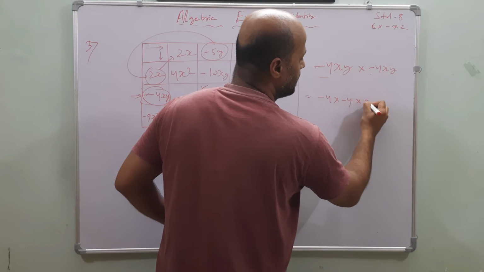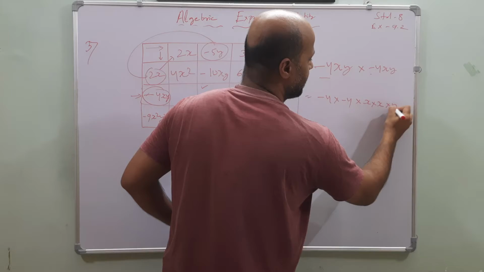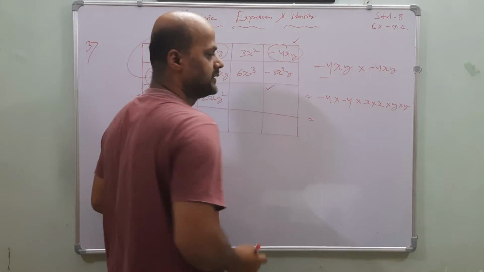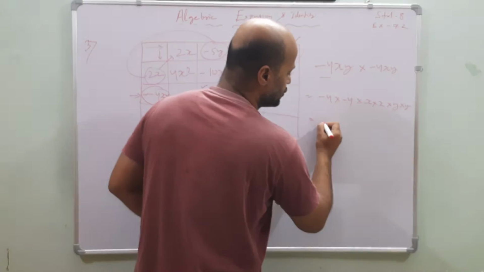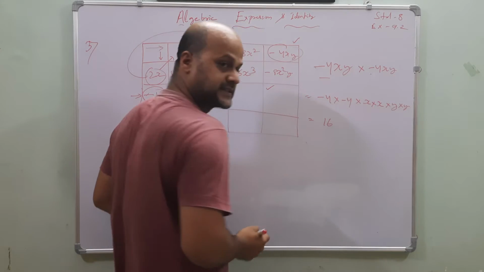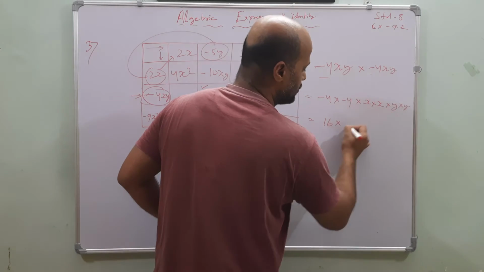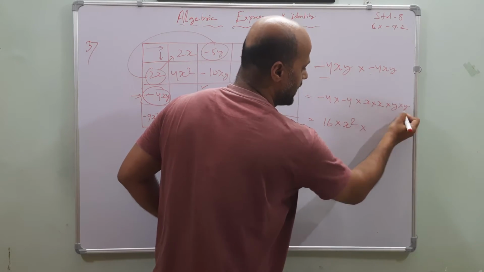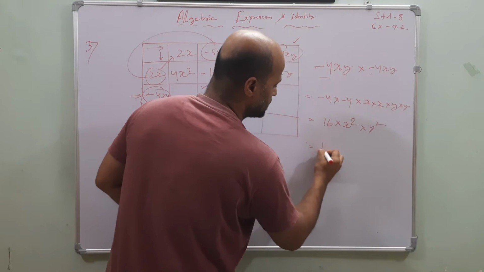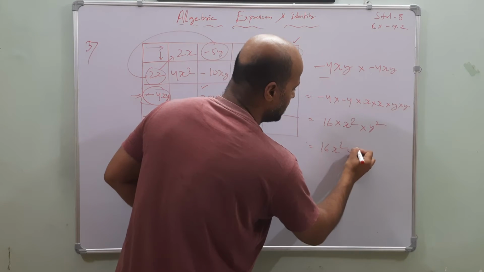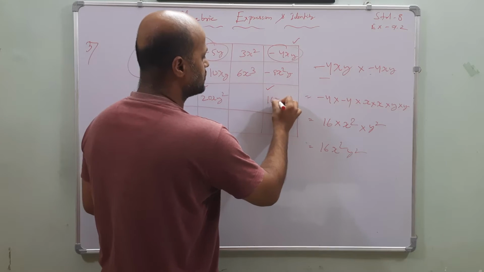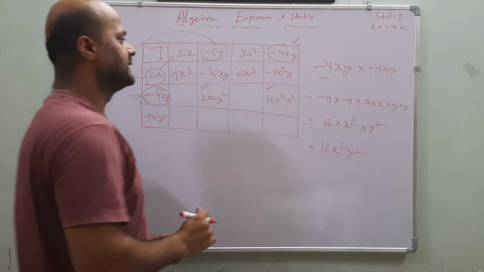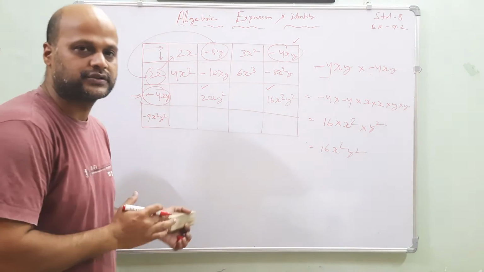Next, the same variables will be multiplied with each other. This is the process. Minus into minus is plus, 4 4s are 16, into x square into y, y square. So it is 16x square y square. Right, here 16x square y square. Like this manner, you have to solve the box.